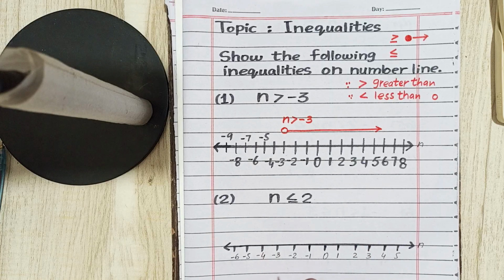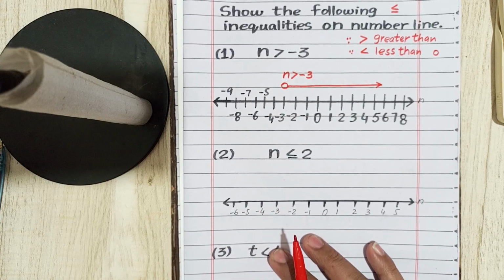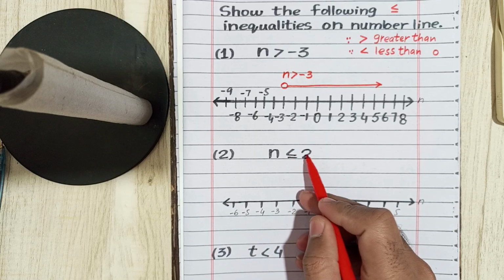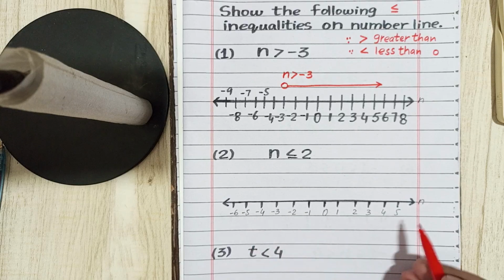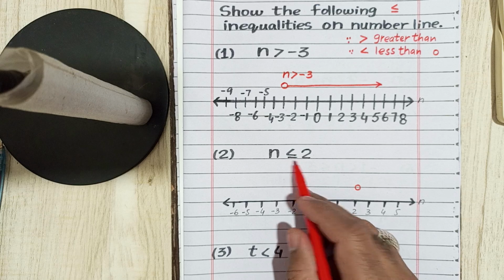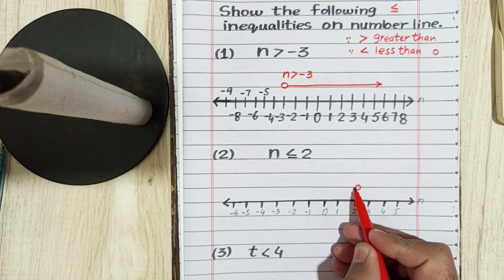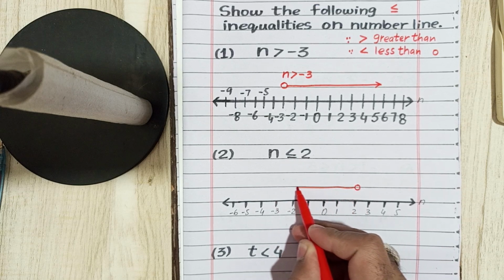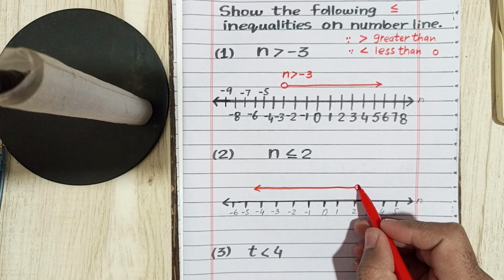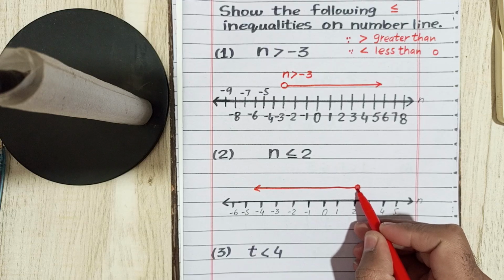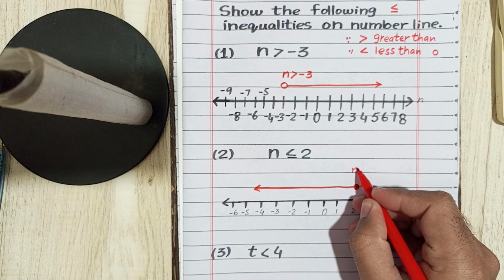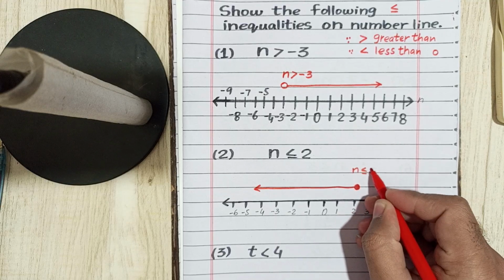So now in question 2, we have n less than or equal to 2. So on number line here we have a 2. So we make a circle and less than or equal to, so the direction of this circle we show here. So we shade the circle. So this represents n less than or equal to 2.